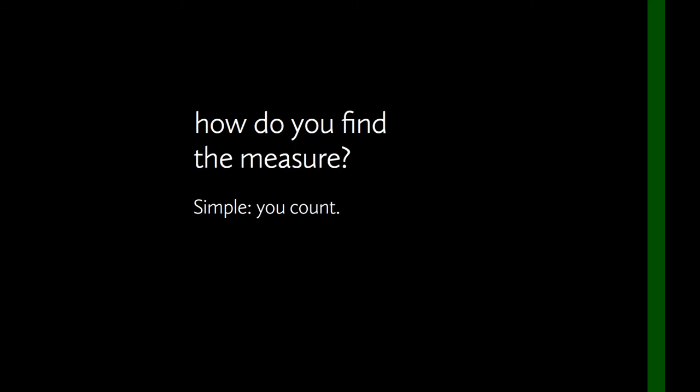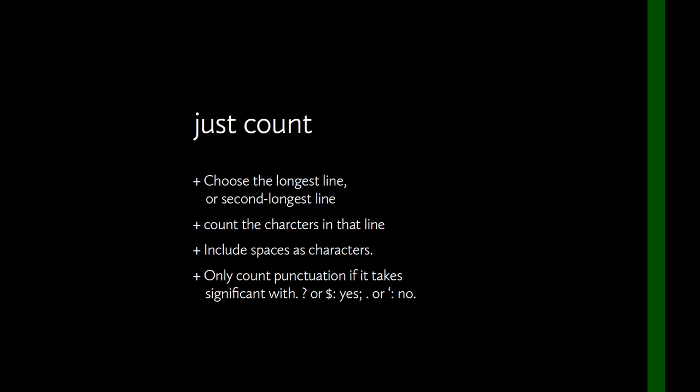So how do you find the measure? It's very simple. You count. Doesn't get much simpler than that. You just count. You choose the longest line, or maybe the second longest line. You count the characters in that line. Just go through 1, 2, 3, 4, 5, 6, 7, 8, 9, 10. Keep going. You must include the spaces as characters. So the word spaces between words count as a character. This is very important.